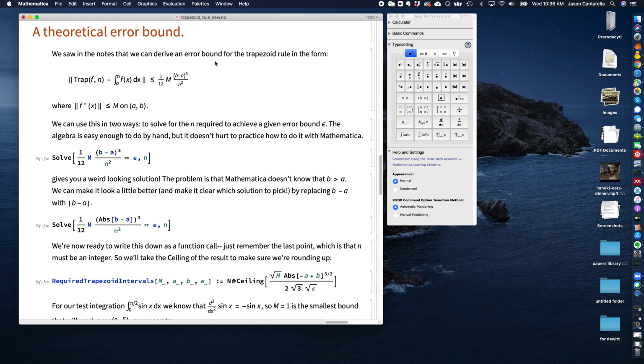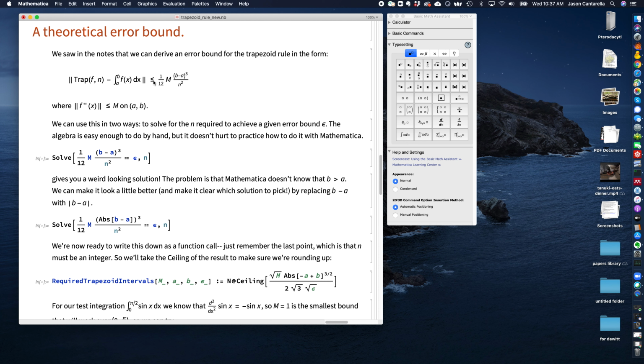So we saw in the handwritten notes that the error bound for the trapezoid rule looks like this. That is, the difference between the trapezoid rule with n intervals and the actual value of the integral is less than or equal to 1/12 times M times the length of the interval cubed over the number of subdivisions squared. Now it's important to know that this is a hard theoretical bound, so this is always true.